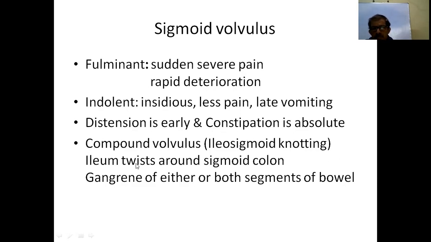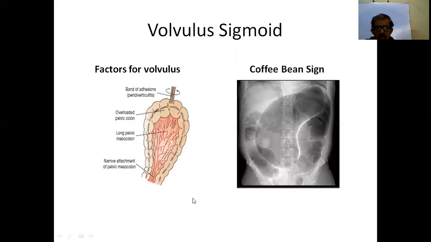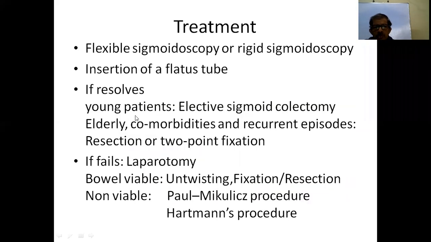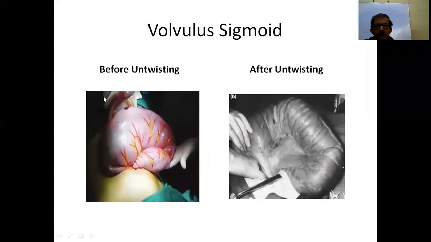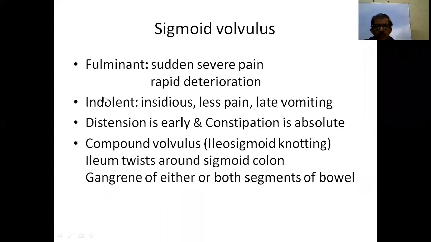There is what is called compound volvulus or ileosigmoid knotting. That means the ileum will twist around the sigmoid colon. This is also common in our parts. So what we thought was volvulus may in fact be this, just like in gynecology they tell you about the cord around the neck. So here also, suppose the small bowel twists around this, then there is huge distension of the sigmoid colon like this. That is what is called an ileosigmoid knot, right?